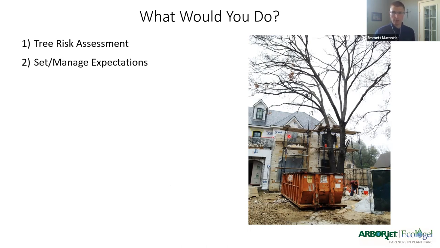Next is to set and manage expectations. Hello, Mr. Homeowner. You built a house on top of your tree. There was a lot of soil disturbance and stuff dumped onto your tree. The soil around here looks really bad. If you want me to save this tree, it's going to be a long-term process. I don't expect your tree to look good for at least 5 years. Don't set the bar too high, because if you set the bar low and you beat those expectations, you're looking really good. I'm not trying to be unethical when I say that, but you just don't know. There are no guarantees when you're treating a tree like this.